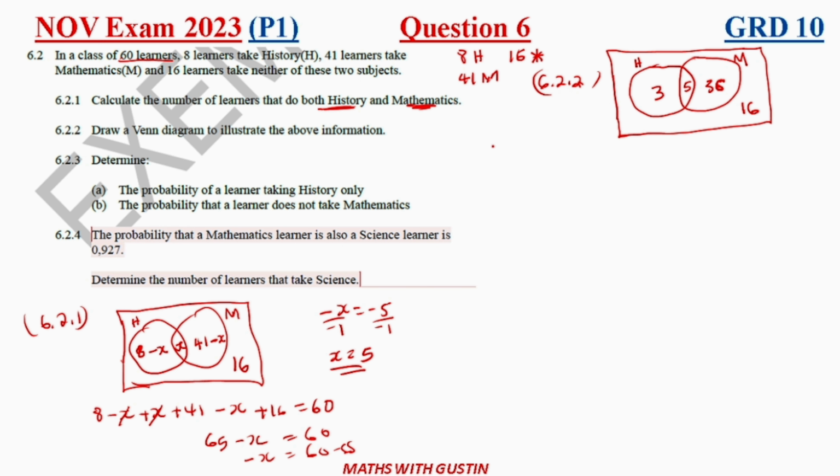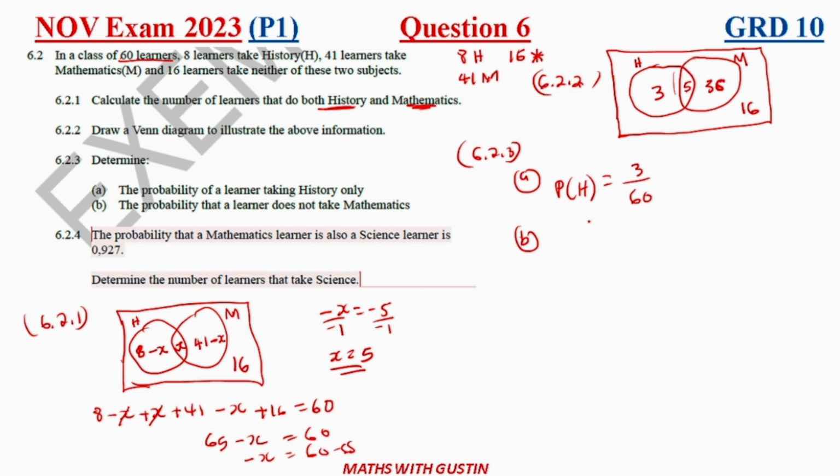Right, so let's move on to 6.2.3. 6.2.3a says: determine the probability of learners taking history only. So the probability of learners who do history only. These ones here do both, and this part only, this part here of history. How many learners are those? We see only 3 of them. So it's going to be 3 over the total, which is 60. That's the probability of learners who do history only.